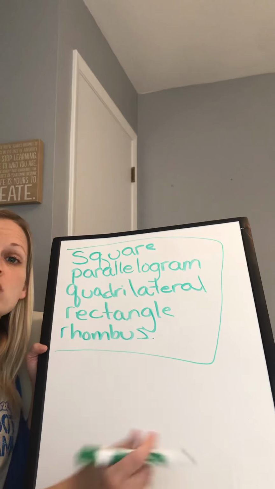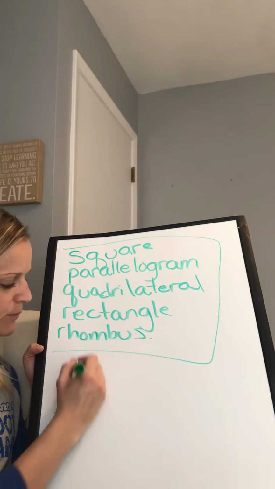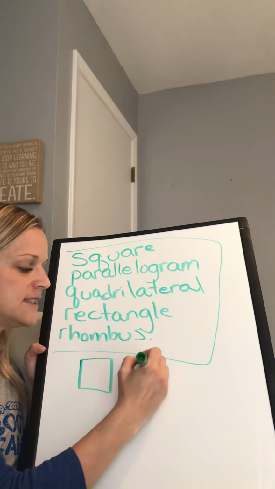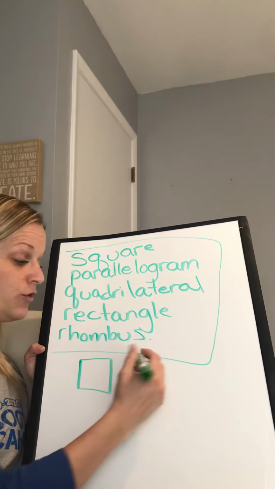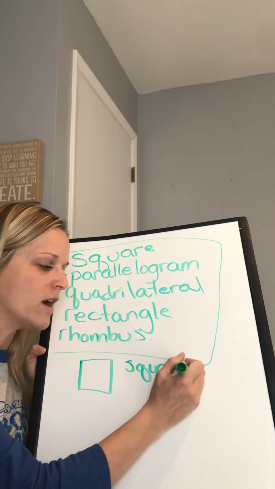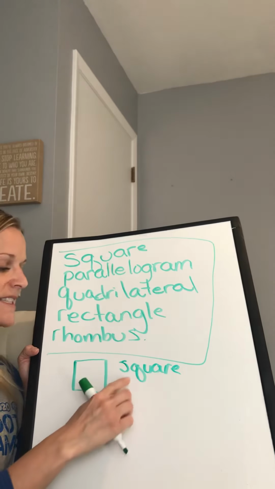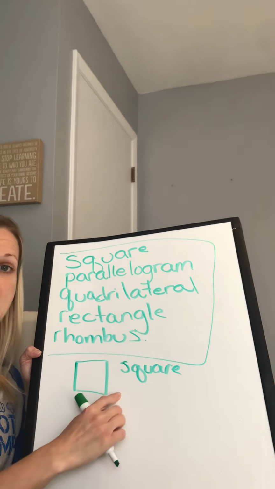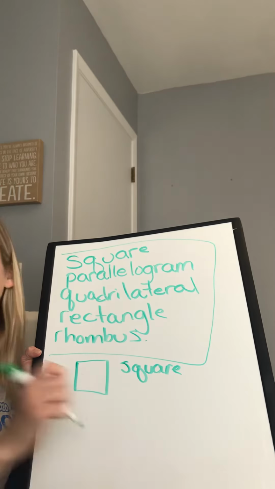So if you're given an example like this, and it says, name this quadrilateral, or name this shape. And if it says, give all the names for this shape, if you just write square, that's not correct because that's not all the names for this shape. This is all the names for this shape, okay?